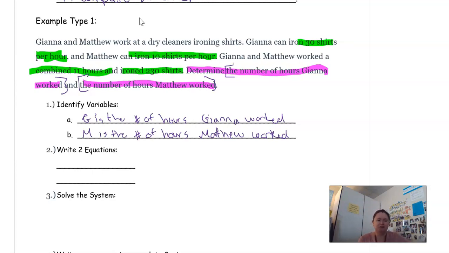So right here, it says write two equations. Okay, so first equation, let's read. Gianna can iron 30 shirts per hour. Matthew can iron 10 shirts per hour. And they worked 11 hours and ironed 230 shirts.